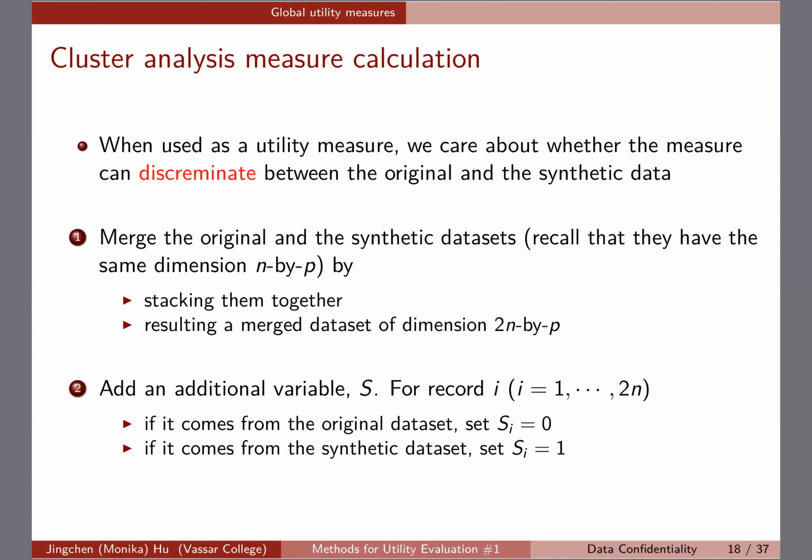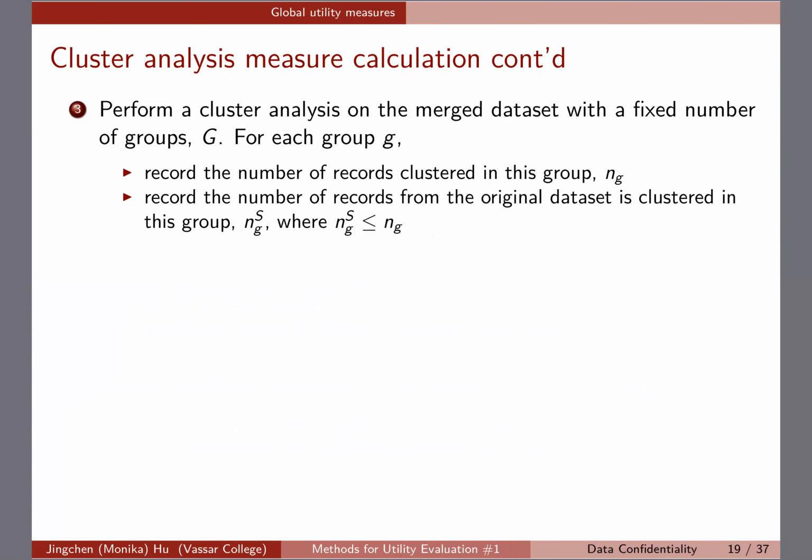I might move that slightly earlier, because I'm getting into how to do it now, but I think it's important to look at the end goal, what we're trying to do. Once we have that stacked data set with a new column, we're going to perform a cluster analysis on the merged data set, with a fixed number of clusters using capital G. Once we run the cluster analysis, we'll know how many observations fall into each group.